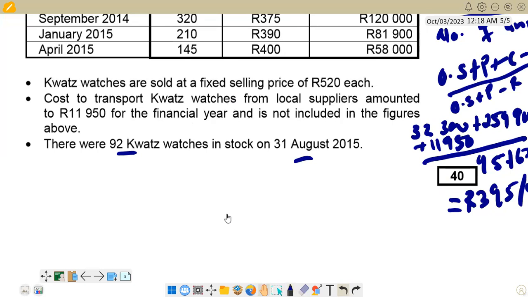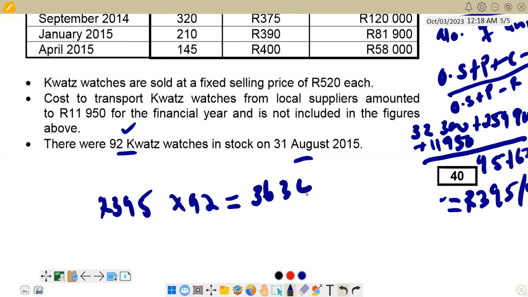You now multiply it by the number of units in closing stock. We've got 92 in the closing stock, and we have discovered that the average unit price is 395. So using the weighted average, we are saying 395 per unit times 92. We now get the value of the closing stock. If you do that, you get 36,340. So this is the value of your closing stock using weighted average. So that is what we have.